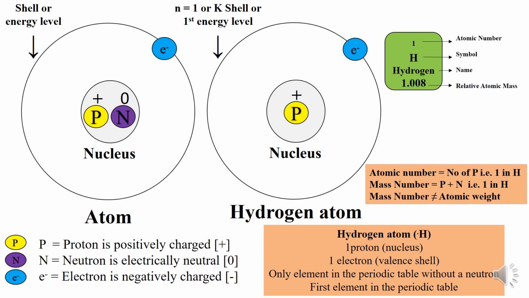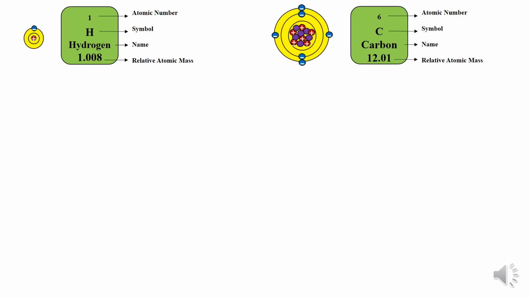An important point to note here is that mass number is not equal to atomic weight. These are two different terms. Let's find out how mass number is different from atomic weight, considering examples of hydrogen atom and carbon atom.